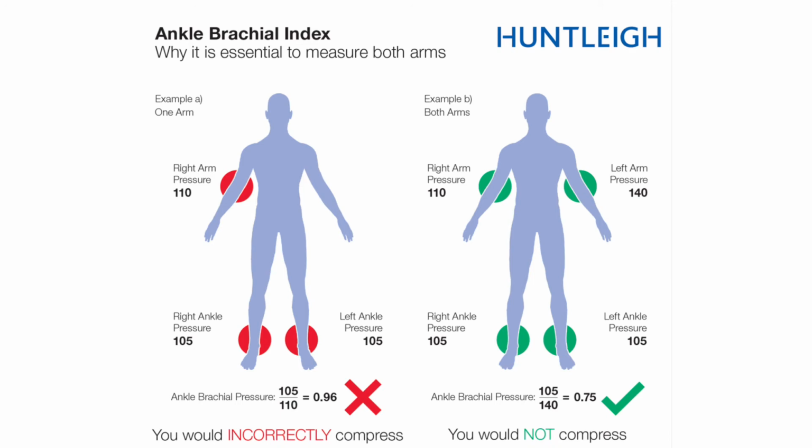Unlike the one with the red circle, as you can see, there's only one measurement of the right arm pressure. When there's only one, you get 105 divided by 110, which is 0.96. So that's actually a false negative result, because anything less than 0.9 is considered a diagnosis of PAD, but in this calculation, when you get 0.96, it looks normal, whereas in reality it's not normal.